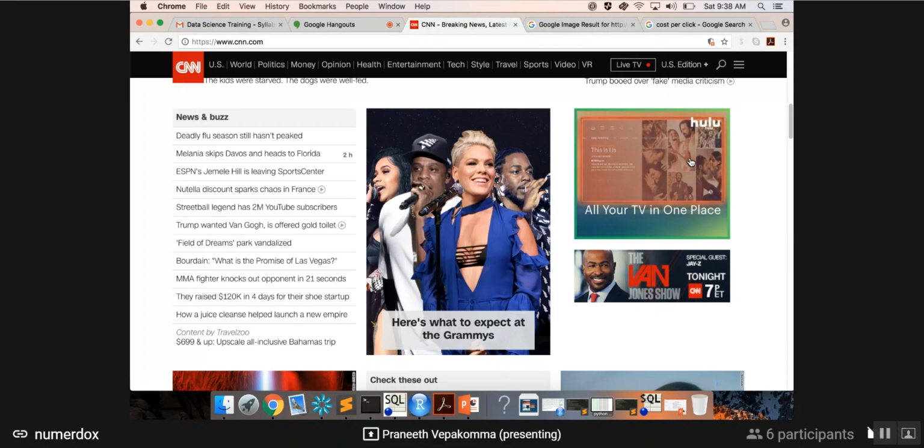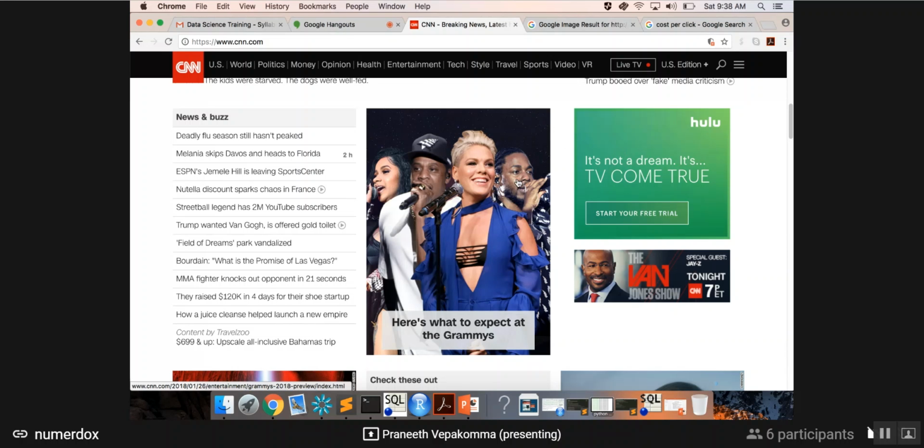At the same time, the cost per click, which is the amount that Hulu is supposed to pay for every click that it gets, is also decided by how well your CTR is, right? So based on that, the cost per click for Hulu increases because CNN is popular. If it was on my homepage, Hulu would have to pay maybe 0.001 cent, but here it might have to pay $1 million every hour.